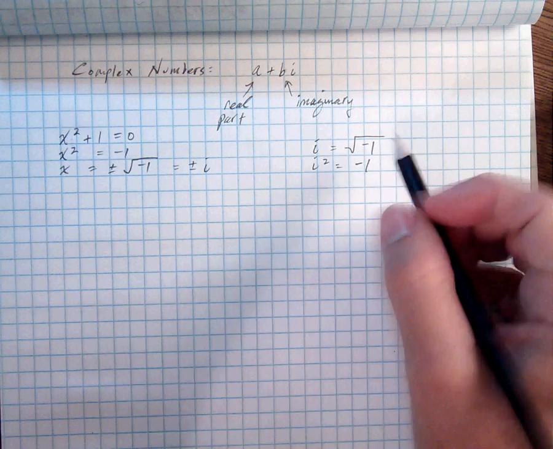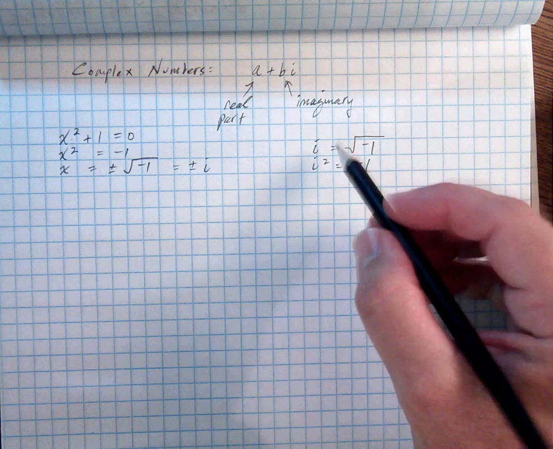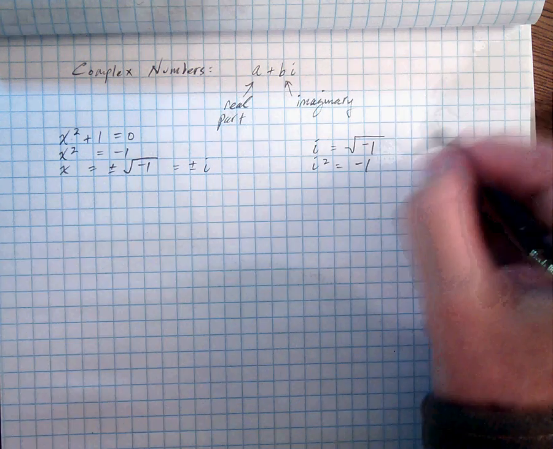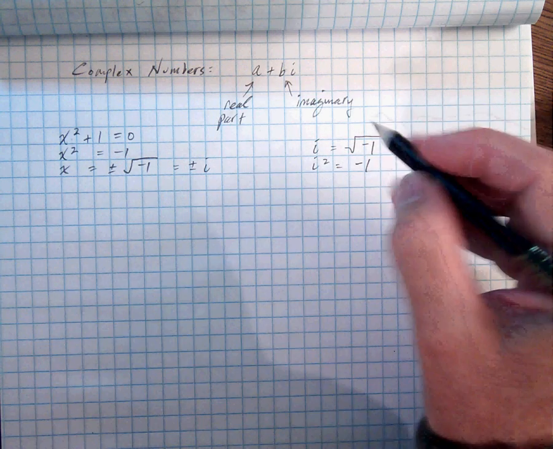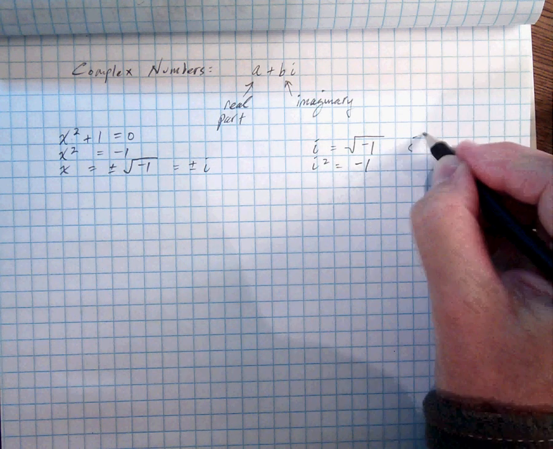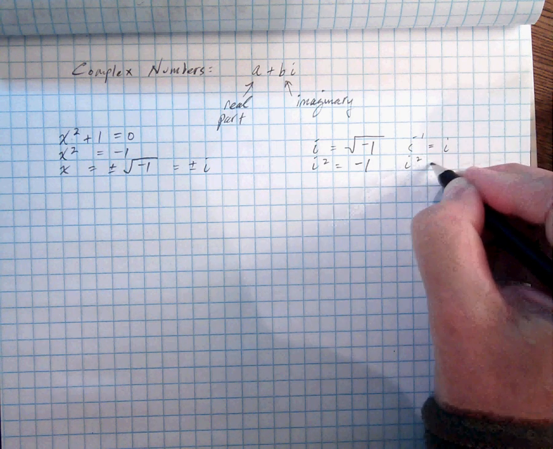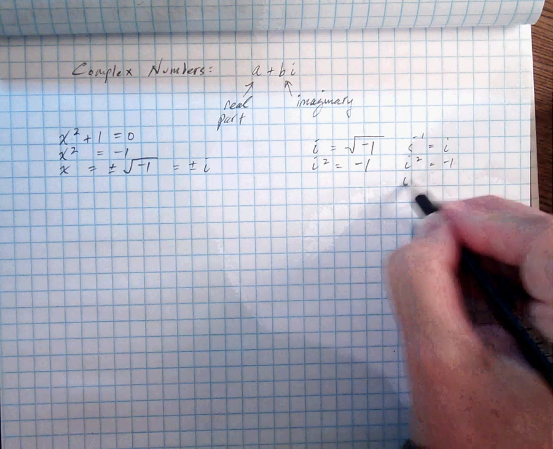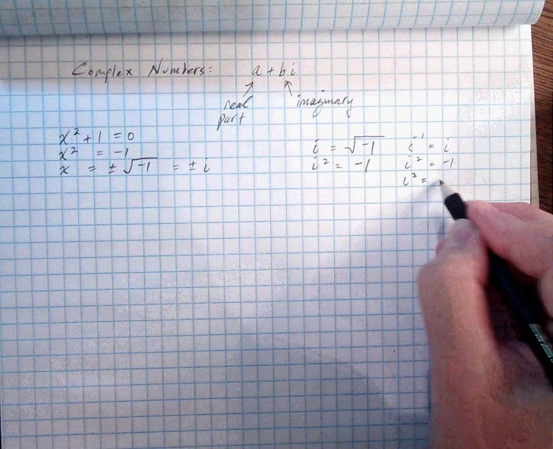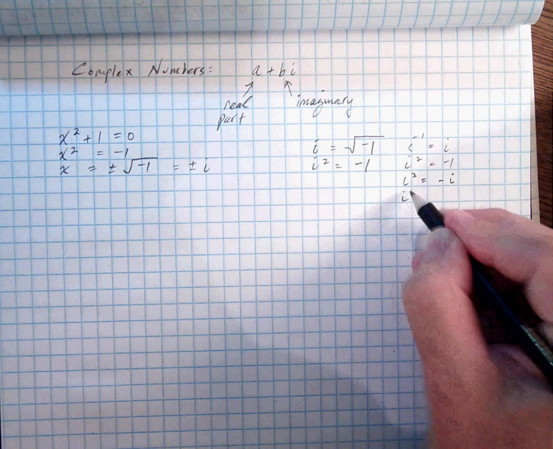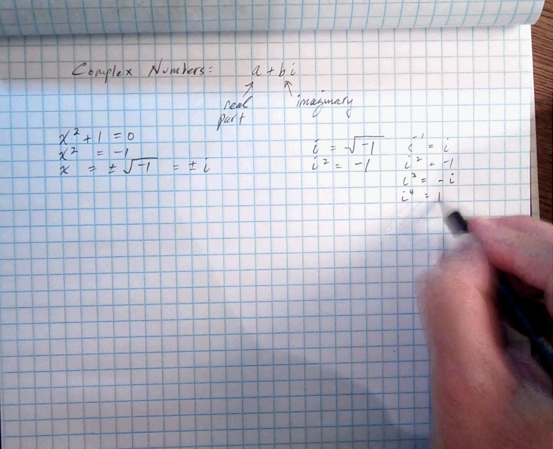So what did we see? We saw that I to the first power is just I, right? So I to the first power is I. I to the second power is negative 1. I to the third power is negative I. I to the fourth power is positive 1.